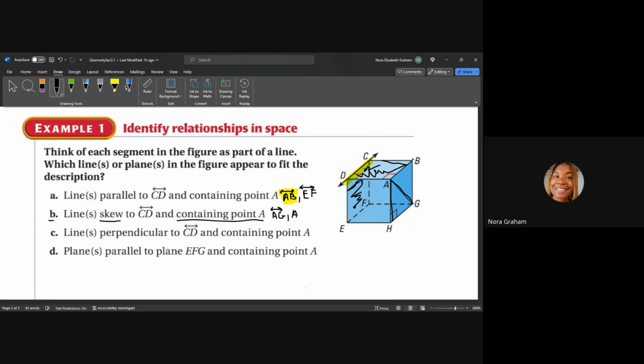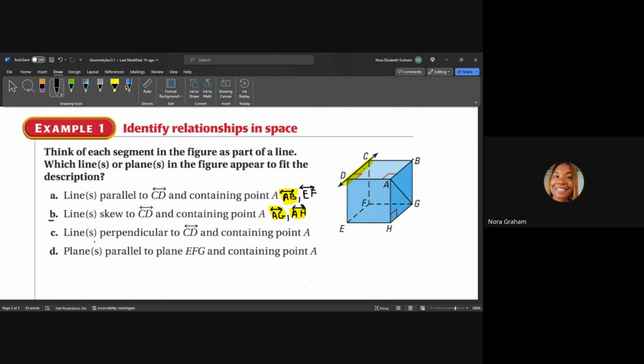Are skewed in comparison to DC. And again, I look at my conditions and what they're asking us, and they say contain point A. Well, both of these skewed lines contain point A, so I'm safe. I can say both of these are my answers. Right? Let's move on to problem C.